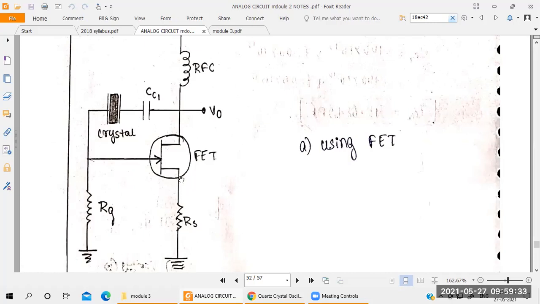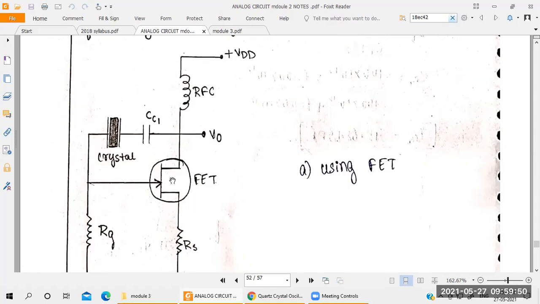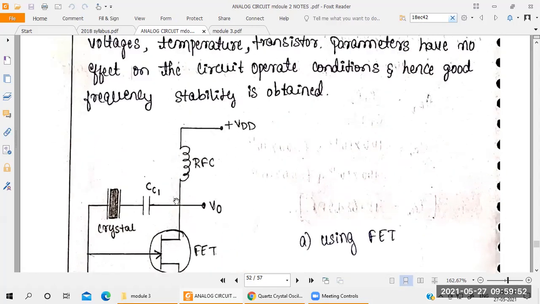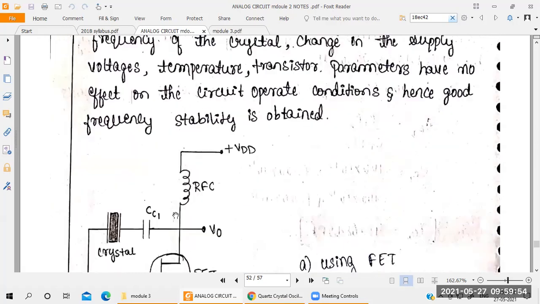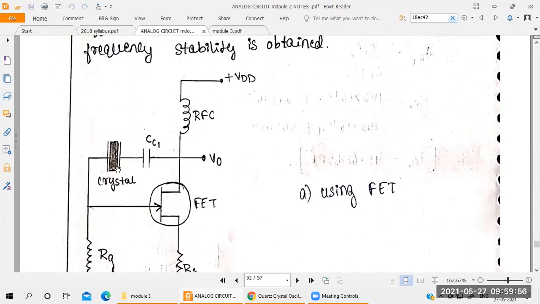Then for the source, they have connected one more resistance. So what is the purpose of connecting resistance here? It will increase the stability of the amplifier. That's why the resistance is connected to the source side. This one is the complete circuit diagram of the series resonant frequency. Okay, series resonance frequency. And this crystal is serially connected with the input and output of the amplifier.